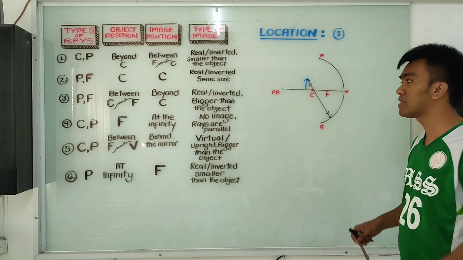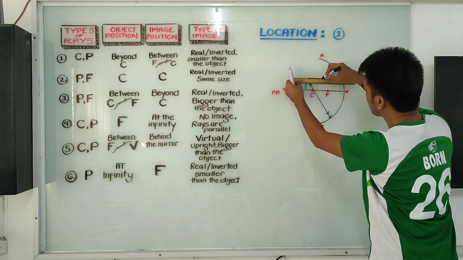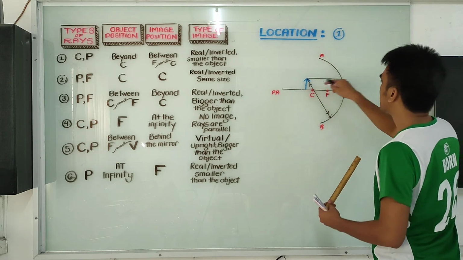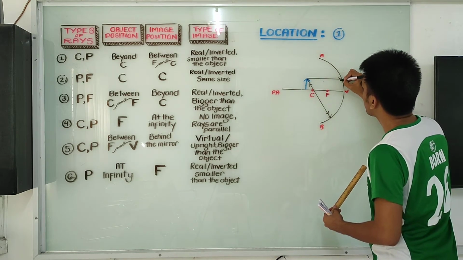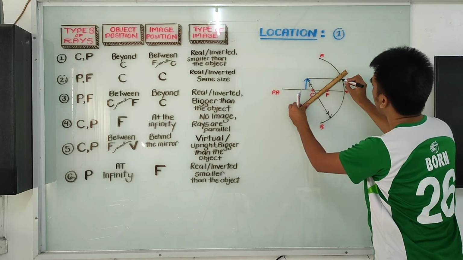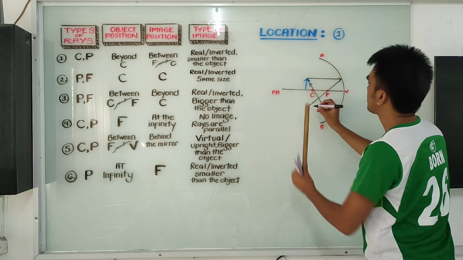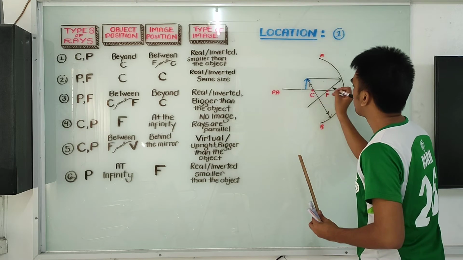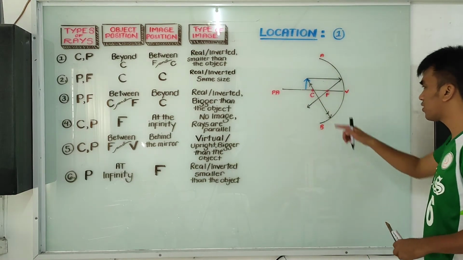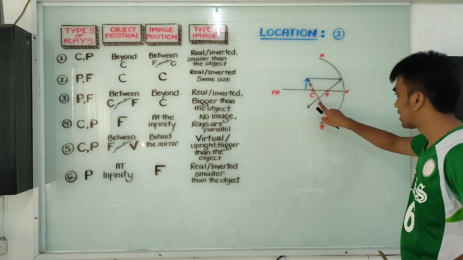If we are going to use the principal ray, remember that this ray is parallel to the principal axis. So the incident ray is parallel to the principal axis, and the reflected ray will pass through the focal point. So observe. Here, if you will notice, the lines intersect.